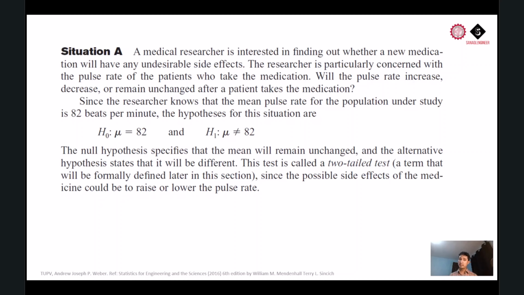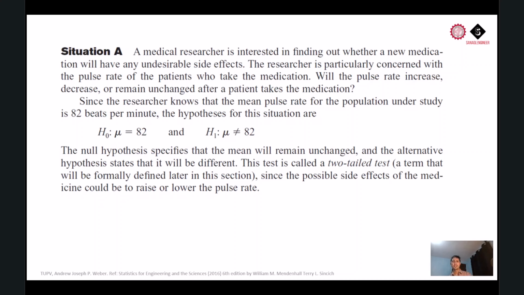The null hypothesis specifies that the mean will remain unchanged. Meaning even after you took the drug, the mean will neither increase nor decrease, and the alternative hypothesis states otherwise. This test is called a two-tailed test, remember that, a term that will be formally defined later, since the possible side effects of the medication could be to raise or lower the pulse rate.